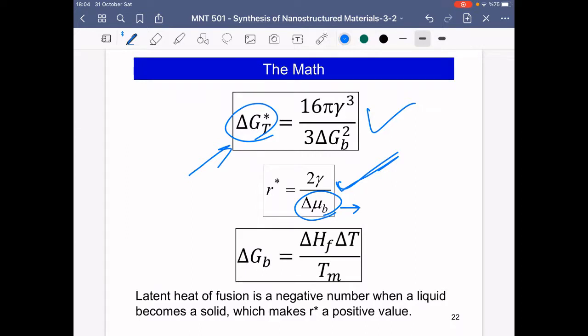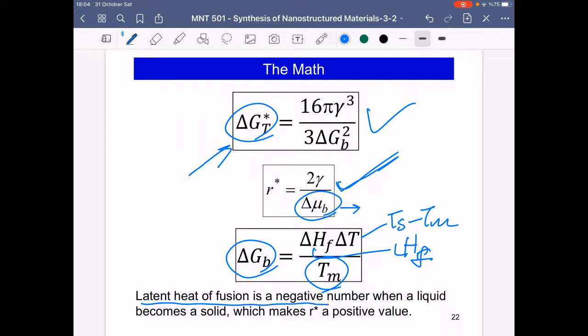And if you insert a thermodynamic notation for delta G bulk, which is delta H times delta T over the melting point of your, let's say, nanoparticle, where delta T is the temperature of the system minus the melting point, and delta H is the latent heat of fusion. This is always a negative term when a liquid becomes a solid, which makes R star a positive value. So this is always positive.